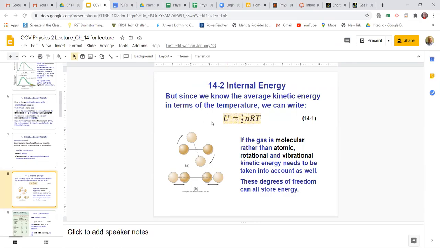This is a really big idea. So I want you to think about this carefully. And I'm not sure how you do notes or things like this, but this is a very important slide because it has to do with something called heat capacity.